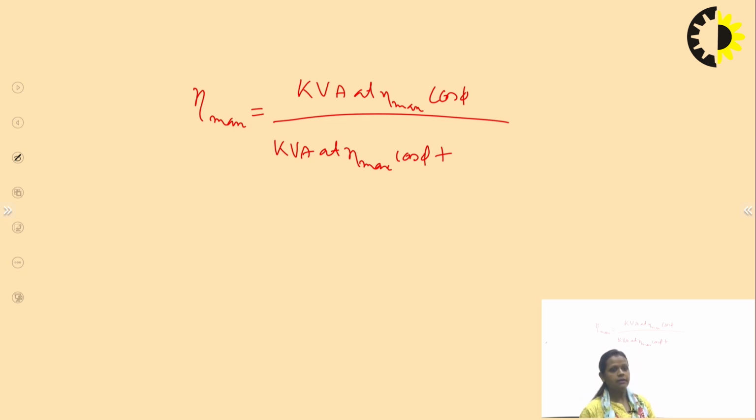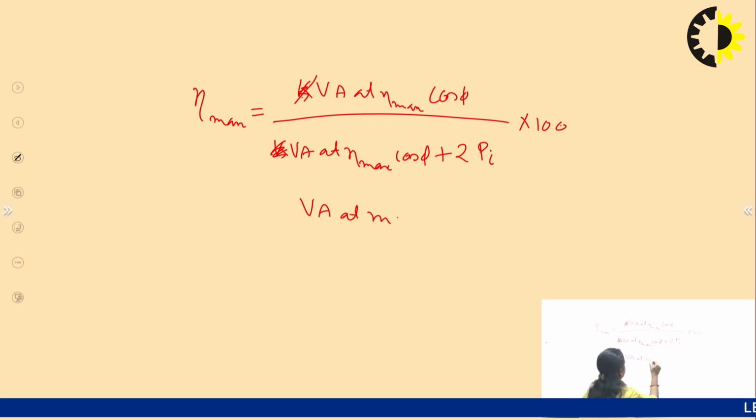We know the condition for maximum efficiency for a transformer: when iron loss is equal to copper loss, both the losses are equal. So here we will write twice the iron loss into 100. What is the VA at maximum efficiency? We write VA, not kVA, at maximum efficiency. This K will not be here. So how will you find VA at maximum efficiency?